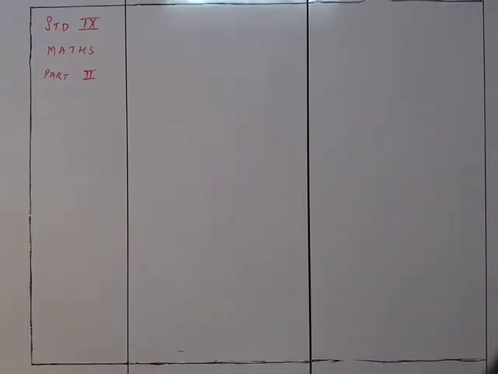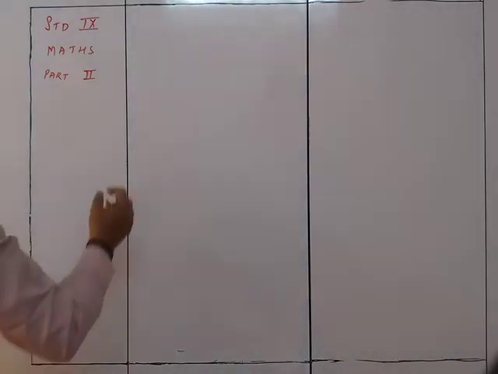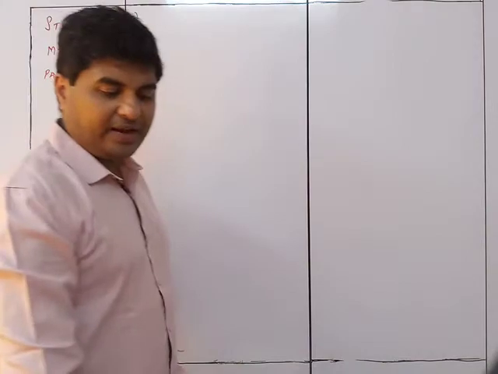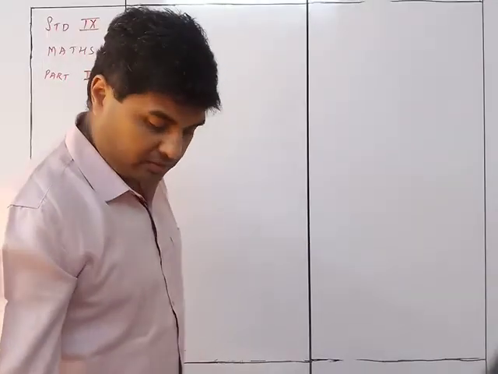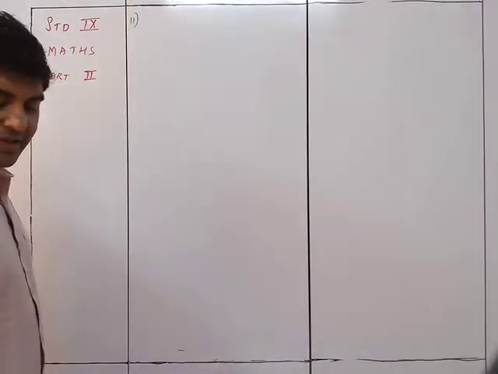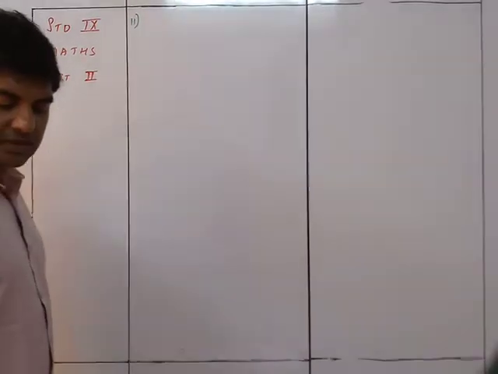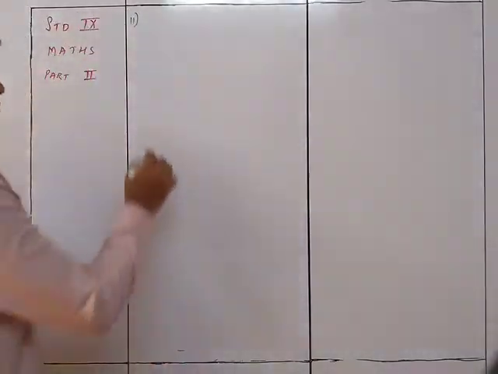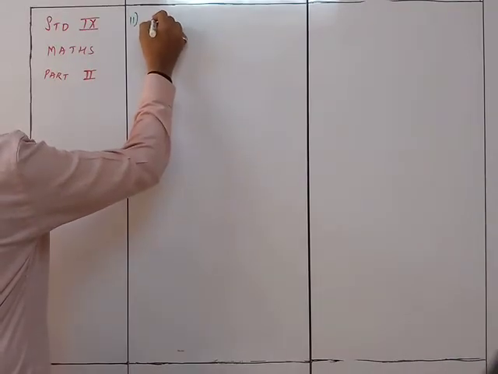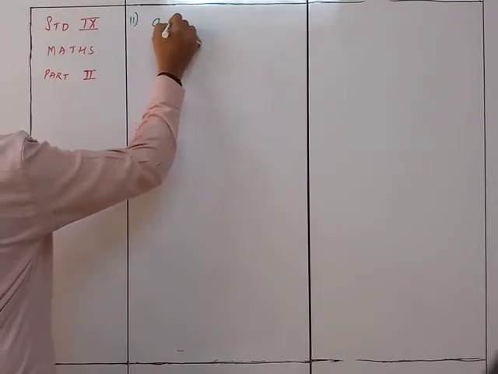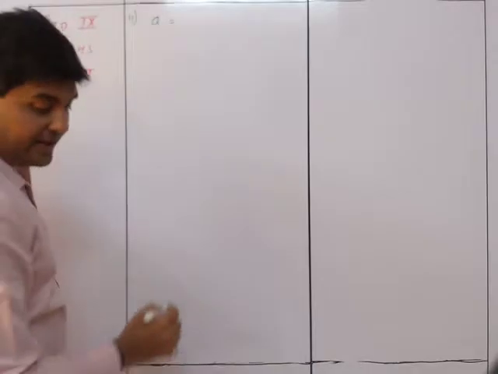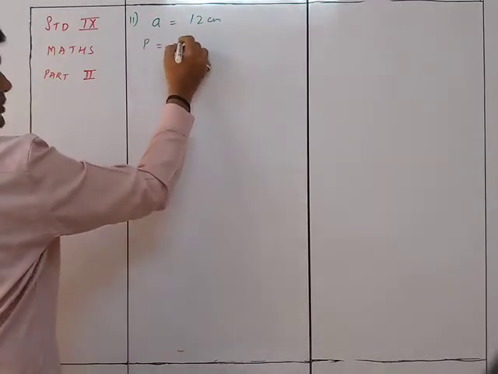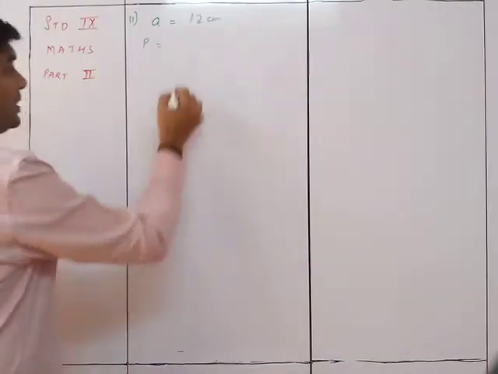We now continue with sum number 11. That's exercise 15.16.1, sum number 11. Find the area of an isosceles triangle whose equal sides are 12 cm each and perimeter is 30. So in the isosceles triangle, the equal sides are given as A, 12 centimeters. Perimeter is equal to 30 centimeters.